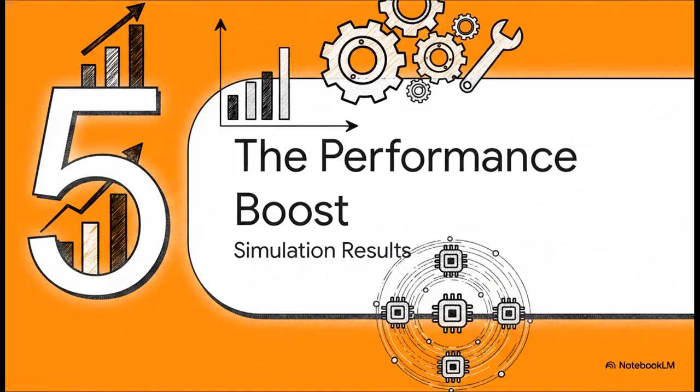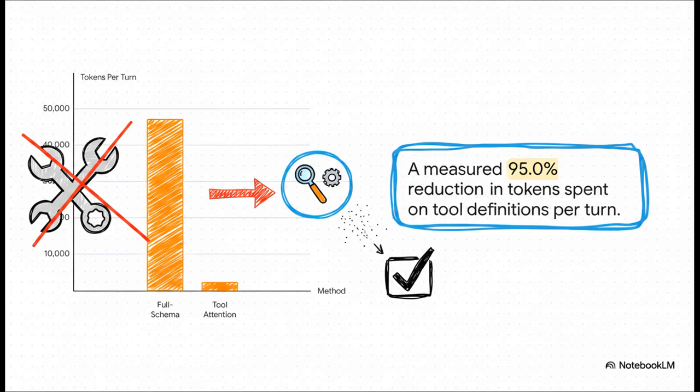So, the million-dollar question. Does it actually work? This is where it gets really exciting. The results from the paper's simulation are, well, they're absolutely dramatic. First off, just look at the token reduction. So in a simulation with 120 tools, tool attention just slashes the tokens spent on those tools from over 47,000 down to under 2,400 per turn. There it is. That's the 95% reduction we started with. That is a total game changer for your costs and your speed.